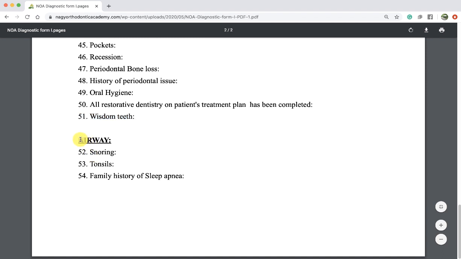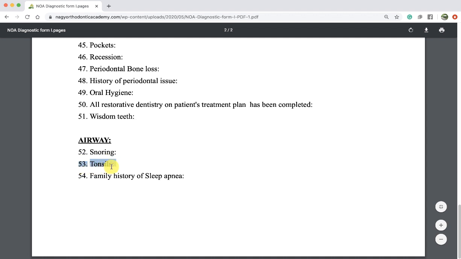And then we're going to come to the airway diagnosis, okay? So here's the airway. Any airway issues the patient may have. So this is where you would put it. Does the patient snore? Okay, if the patient snores, they have some risk factors for sleep apnea. Maybe you should recommend the patient get a sleep test with their medical doctor, or one of the take-home sleep tests, okay?